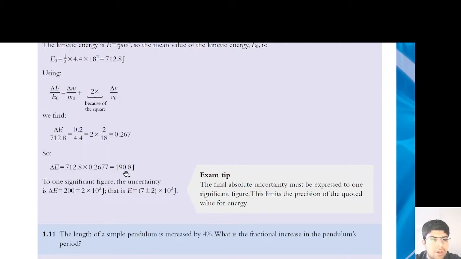Then converting to the nearest significant figures, we get the uncertainty delta E equal to 200, which also equals 2 into 10 raised to power 2 joules. That is, E equals 7 plus or minus 2 into 10 raised to power 2. So we have another tip here: the final absolute uncertainty must be expressed to one significant figure. This limits the precision of the quoted value for energy. Okay, thank you.